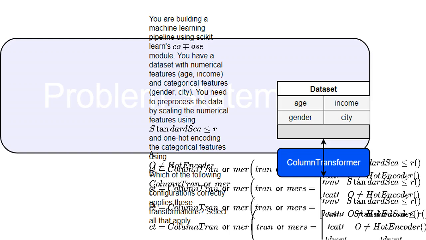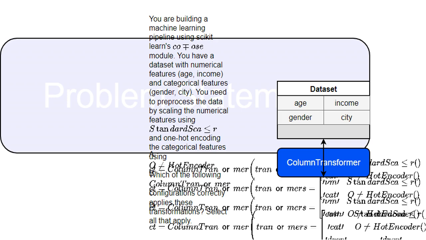I'm presenting you with a machine learning problem. We're building a pipeline using Sklearn's compose module. We have data with numerical features, like age and income, and categorical features, like gender and city. I need you to figure out the best way to preprocess this data using StandardScaler for numerical features and OneHotEncoder for categorical ones. Which ColumnTransformer configurations do that correctly?